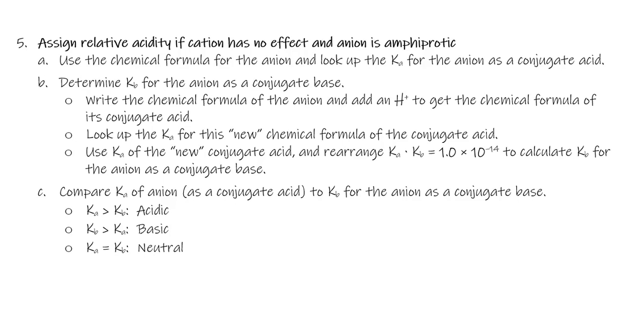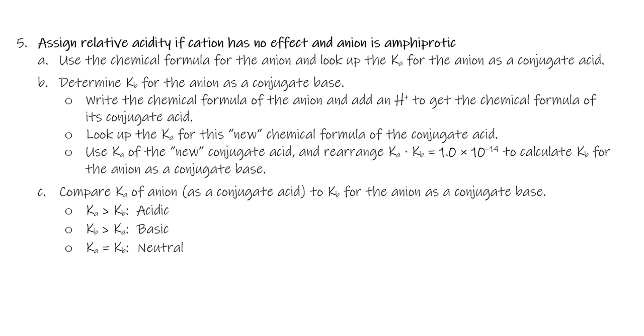This gives us the Ka for the anion acting as a conjugate acid. Then we need to determine the Kb for the anion as a conjugate base. First, add an H+ to the original anion formula. This gives us the chemical formula for the anion's conjugate acid. Do not skip this step. Look up the Ka for this new chemical formula.